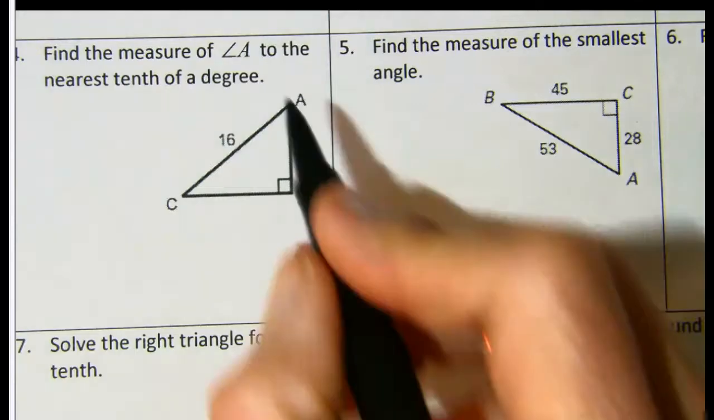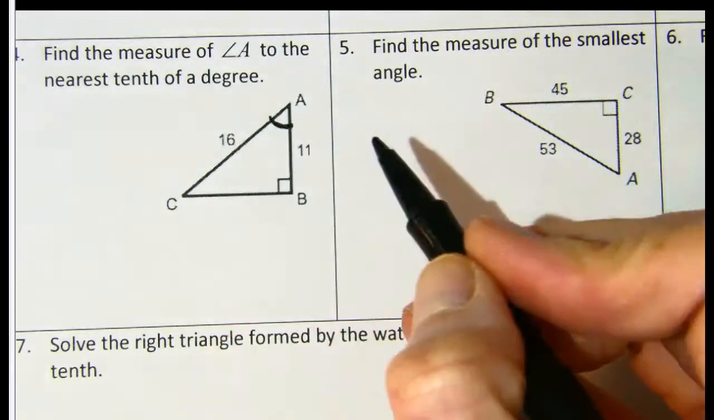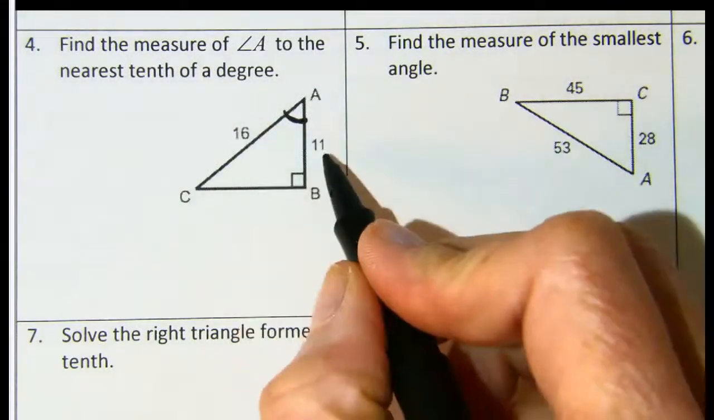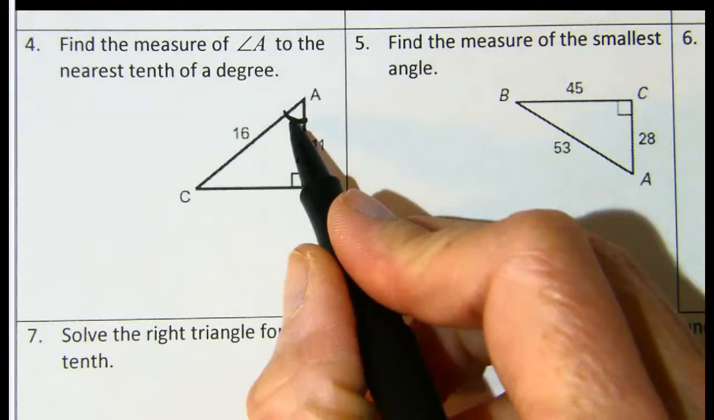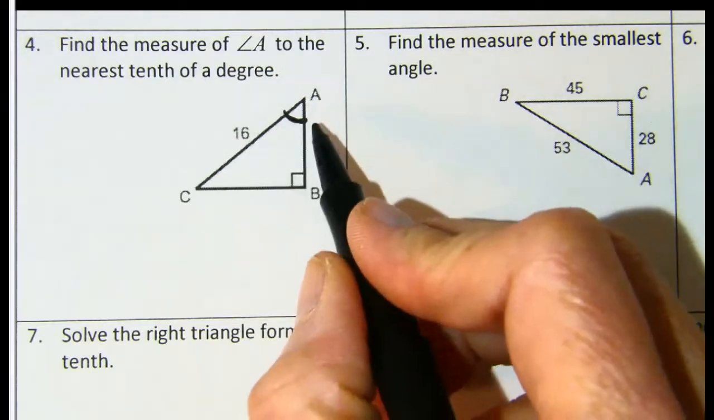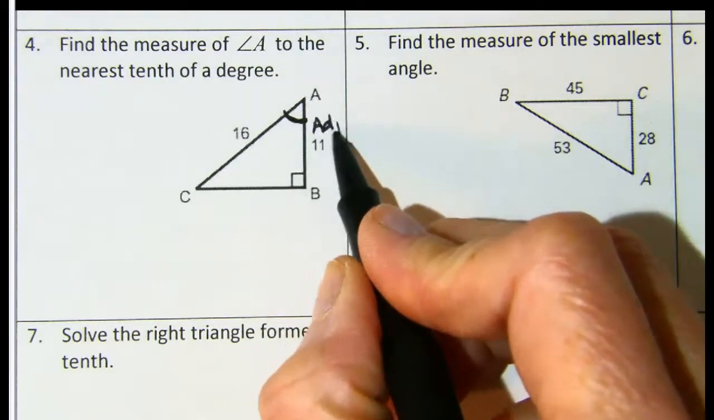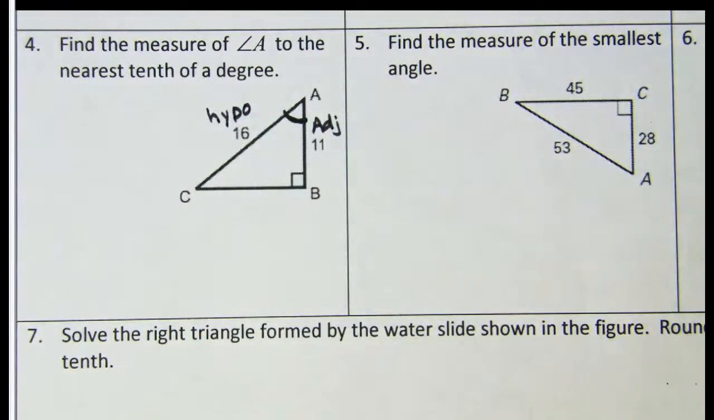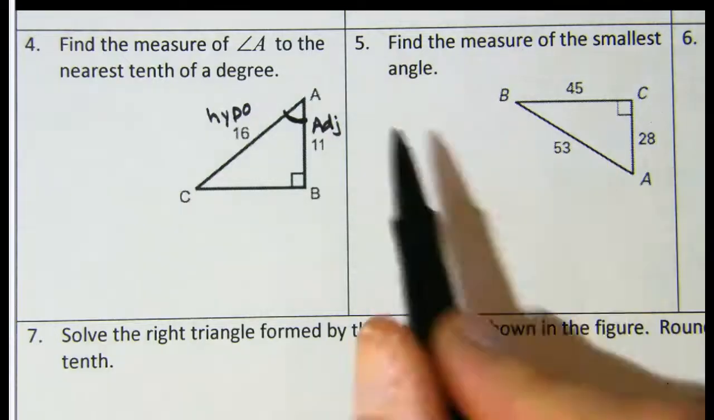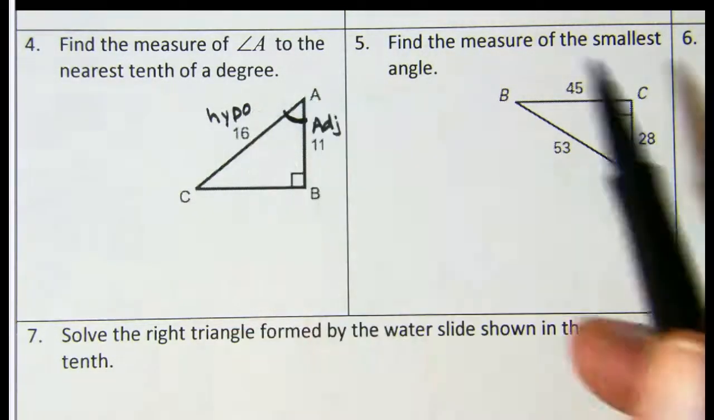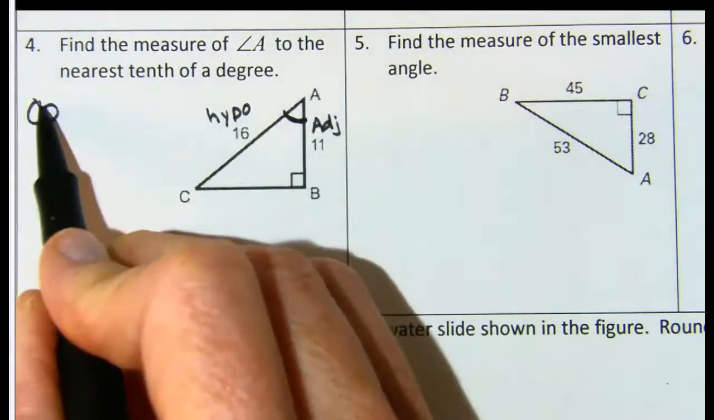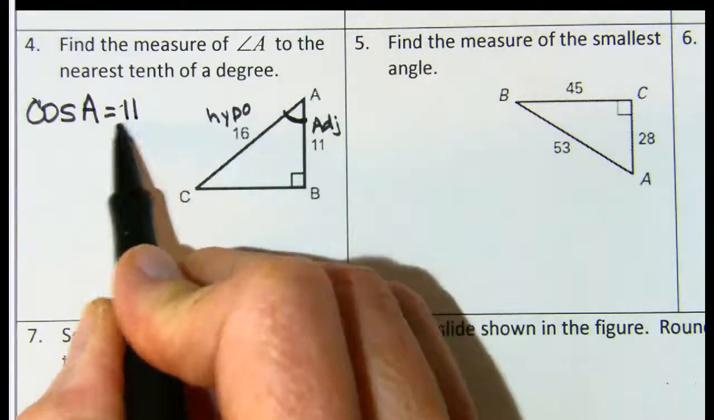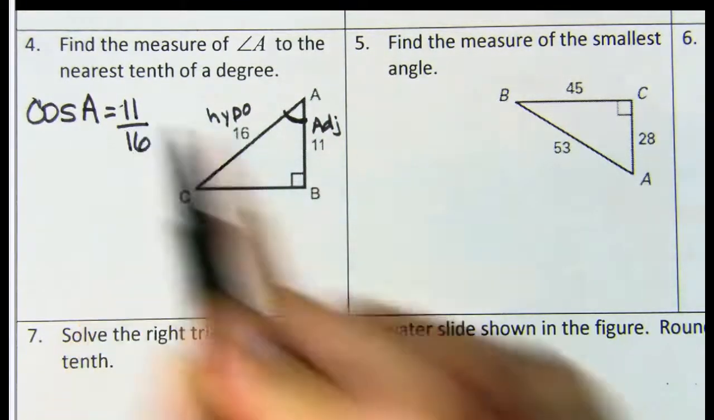Now, angle A is here, and I have to decide which trigonometric ratio to use. So I use the numbers that I have available to me. In regard to reference angle A, the 11 is the adjacent leg. The 16, of course, is the hypotenuse. So which trigonometric ratio deals with the adjacent over the hypotenuse? Well, the answer is cosine. So cosine angle A equals adjacent, which is 11, over the hypotenuse, which is 16.